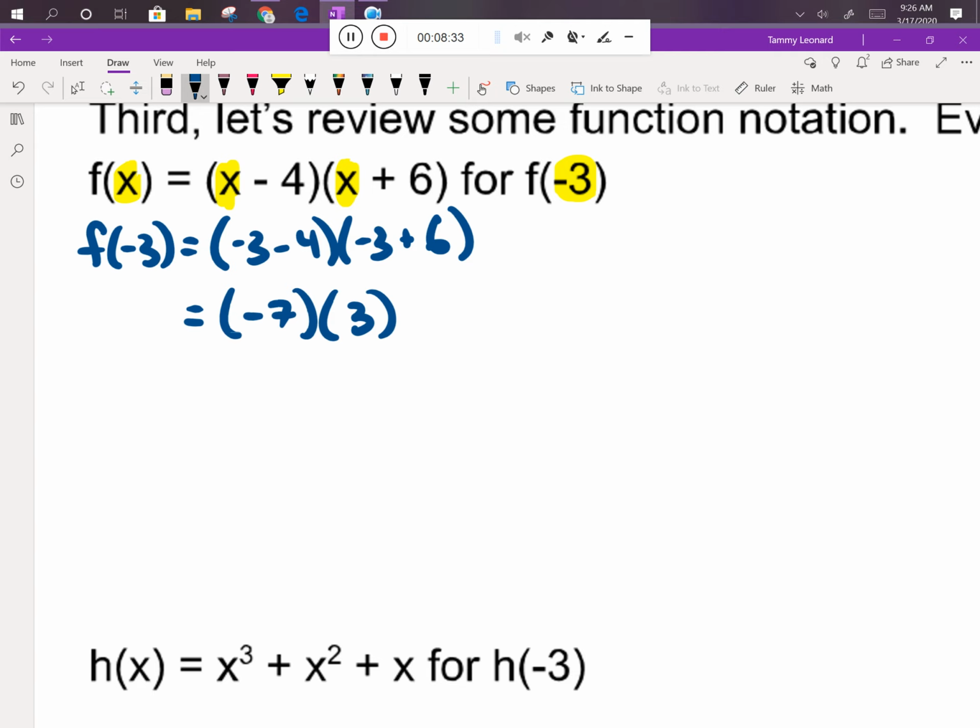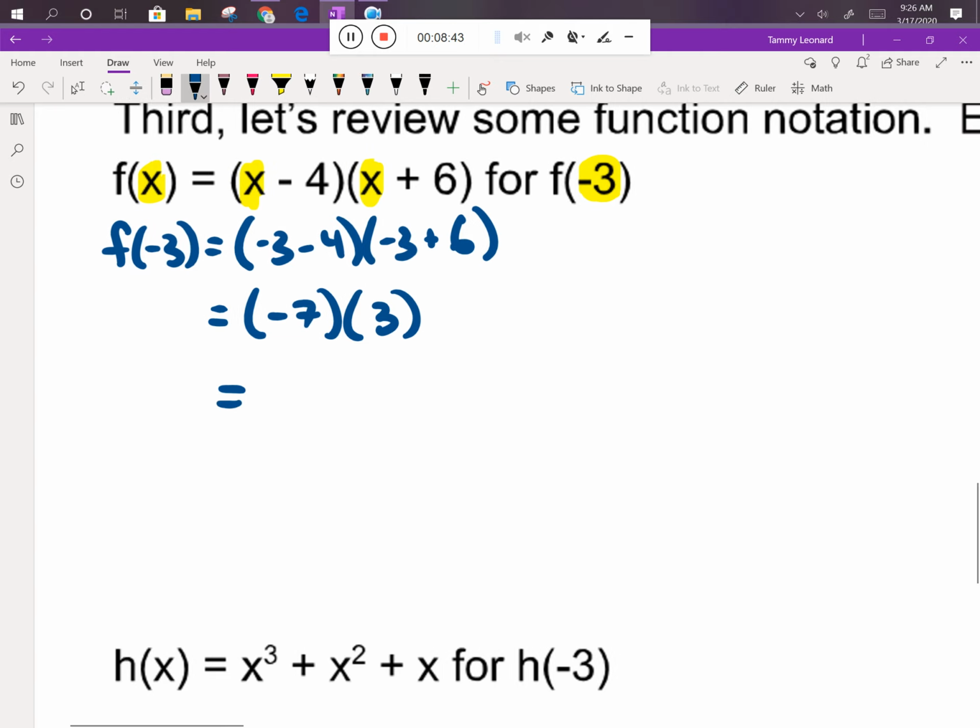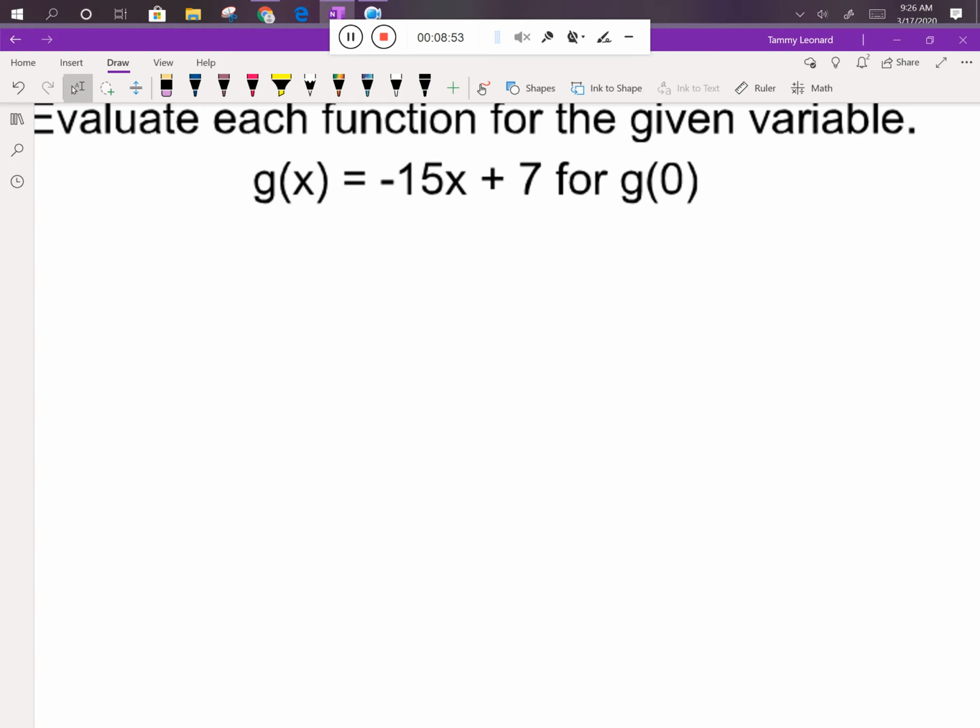Then we look for exponents. I don't see any. Then we look for multiplication or division. We do have that. We're being asked to multiply. So we do negative 7 times positive 3, which is negative 21. We just found our answer. All right, let's look at the problem on the right. We have g of x equals negative 15x plus 7, and we're asked to evaluate for g of 0. So you're being asked to substitute 0 for x and then simplify. Push pause, try the problem, and then push play again when you're ready to check.